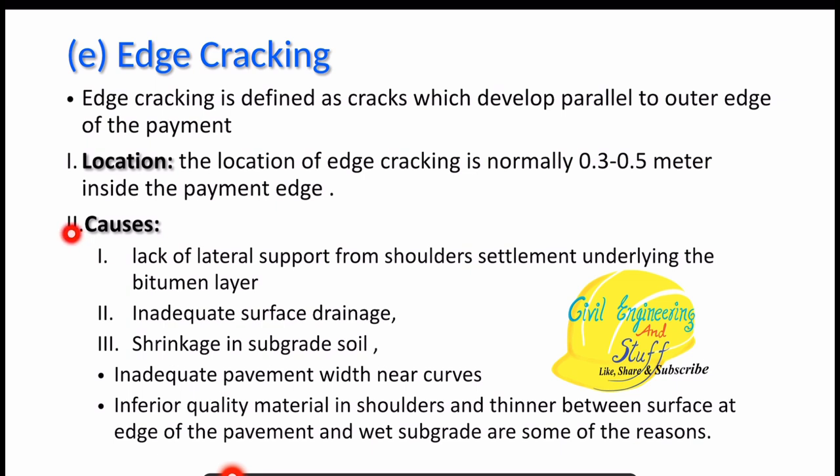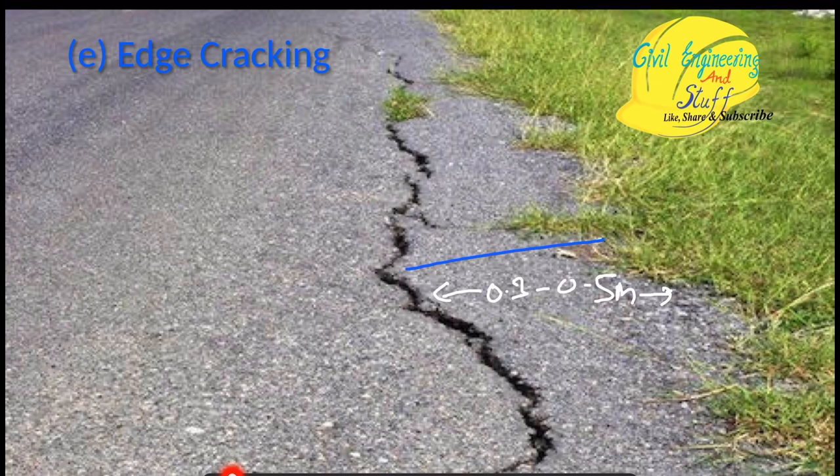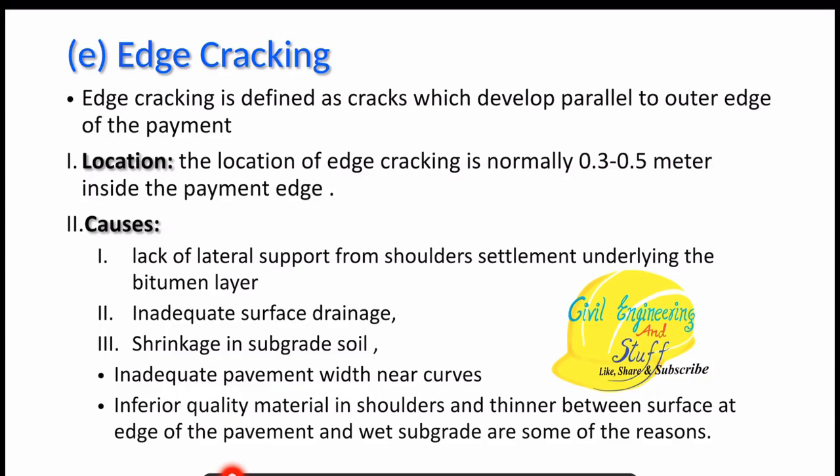Talking about the reasons why edge cracking can happen, if we have a lack of lateral support to the flexible pavement, then edge cracking can happen. You can see in this image we have no proper shoulder provision, so definitely this gives a chance for edge cracking to happen.